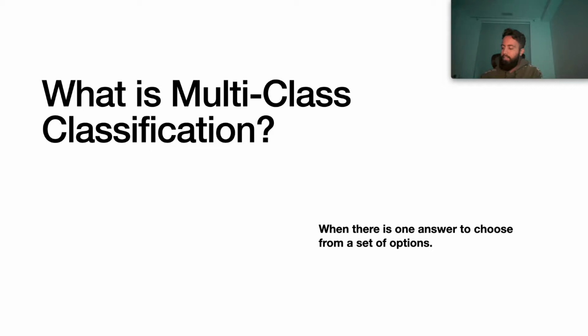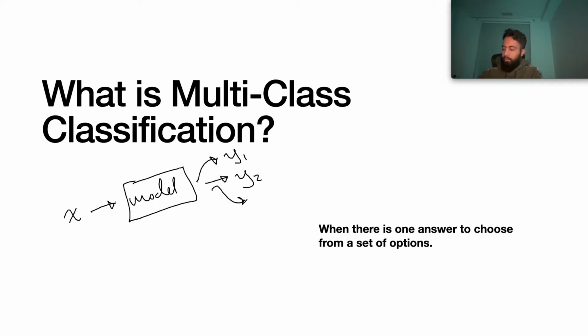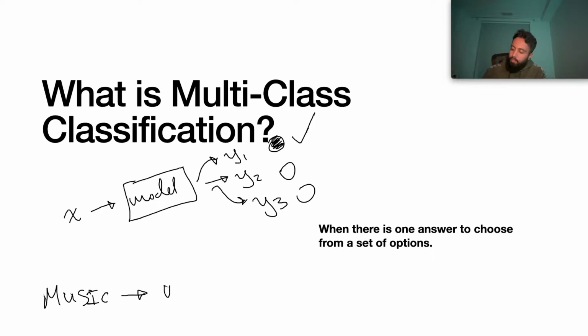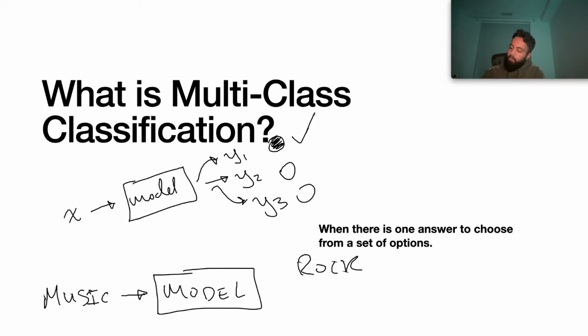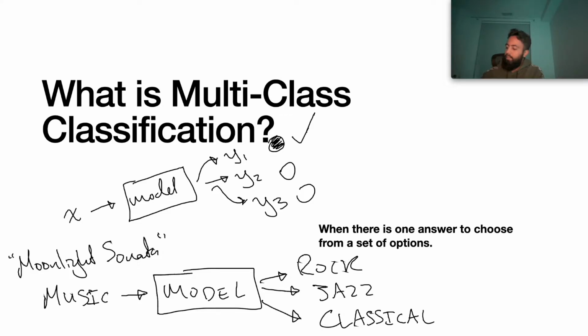Basically, when there's one answer to choose from a set of options, our model is given some input and it has to choose between a set of possible outputs, and only one of these outputs is a correct value. Let's say that our model is trying to predict the genre of music given some music as input. Let's say it's going to try to predict between whether the genre of music is rock, jazz, or classical. Let's say we give it a song, the Moonlight Sonata would have to be classical.